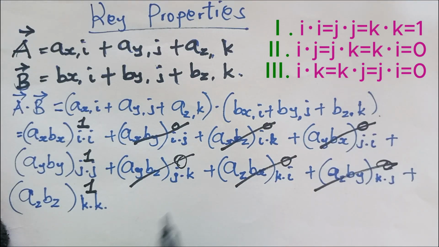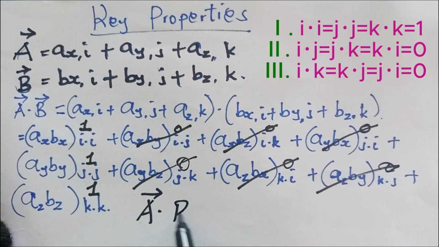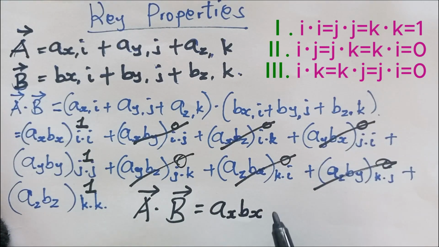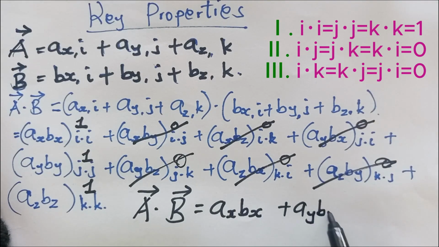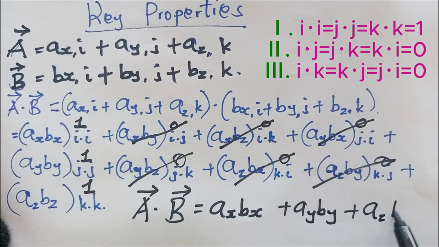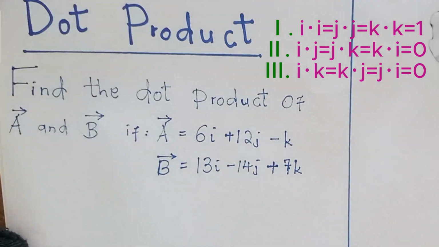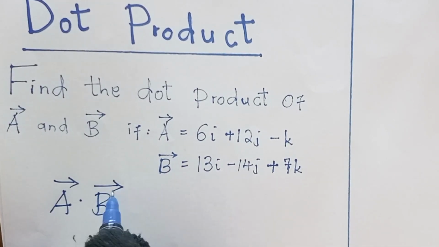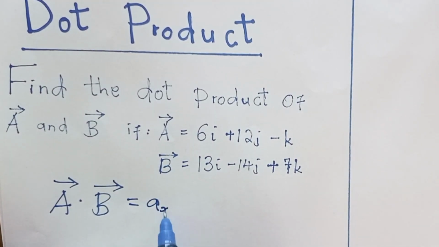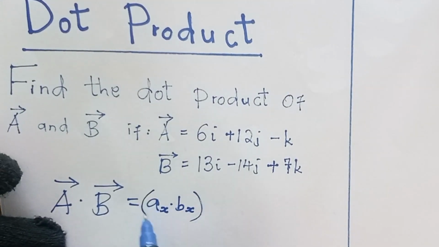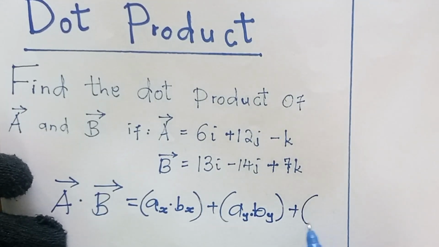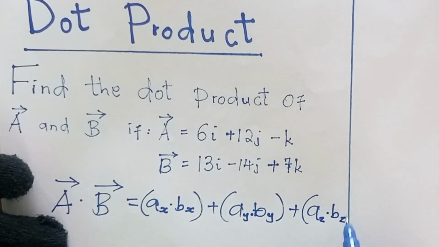That is why we end up with the formula A dot B is given by AX BX plus AY BY plus AZ BZ, and that A dot B is given by AX dot BX plus AY dot BY plus AZ dot BZ.